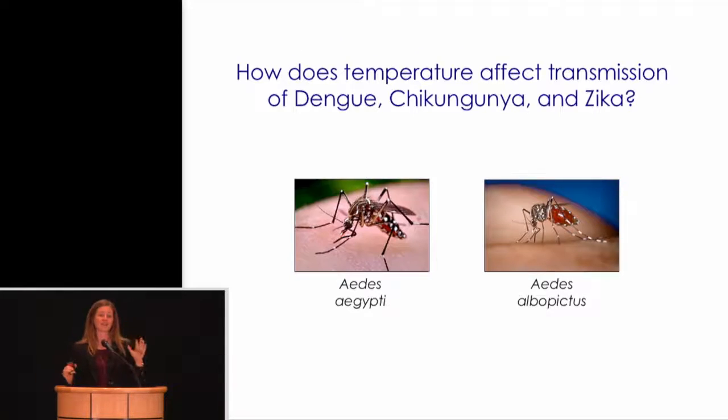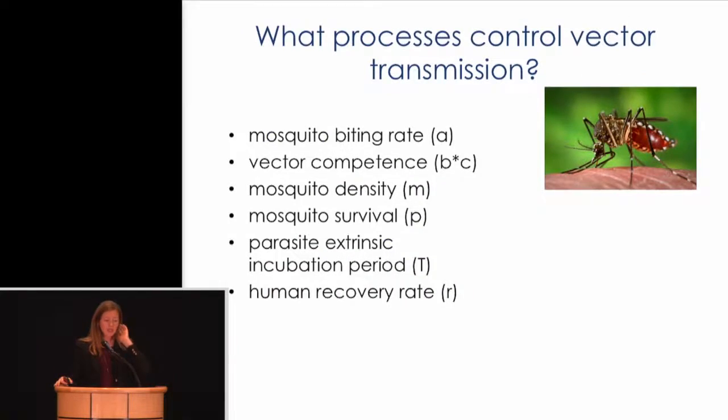So we're going to focus on these two culprits, Aedes aegypti and albopictus, the most common vector species throughout the tropics. Now, we know the processes that control vector transmission from the mosquito perspective. There are things like biting rate, how many mosquitoes there are, how long they survive, how competent they are at transmitting the viruses, how long it takes for the virus to incubate within the mosquito and become infectious, and how long it takes people to recover once they're infected.